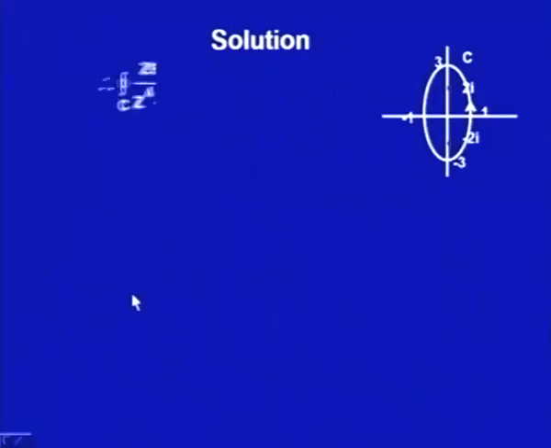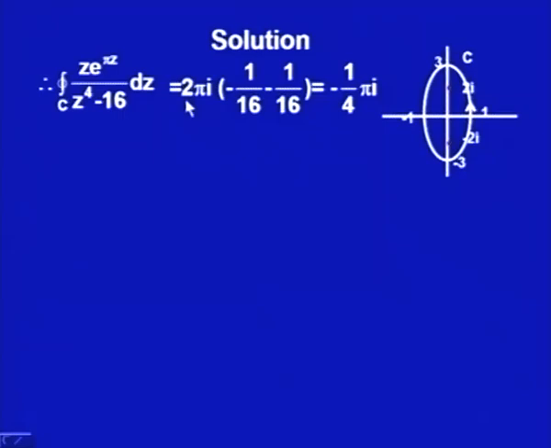So, what we get for the integral of z e to the power πz upon z to the power 4 minus 16, using the residue theorem, is 2πi into the sum of residues at the isolated singularities. We have 2 isolated singularities. At z equal to 2i it is minus 1 by 16, at z equal to minus 2i it is minus 1 by 16. So, added up, we get minus 1 by 8 into 2πi, that is minus 1 by 4 πi. This is the first integral.